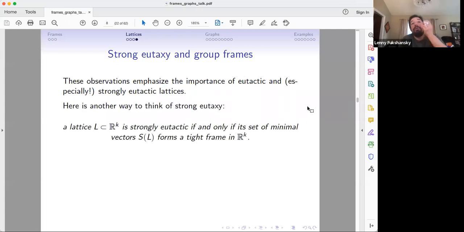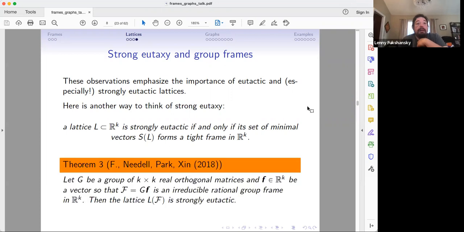As I mentioned before, this strong eutaxy condition is essentially the tight frame condition. One can think of it this way: a lattice L is strongly eutactic if and only if its set of minimal vectors forms a tight frame. And then we have this theorem, which is about irreducible group frames. Suppose that G is some group of k by k real orthogonal matrices.